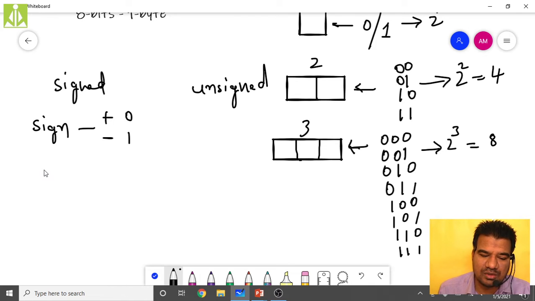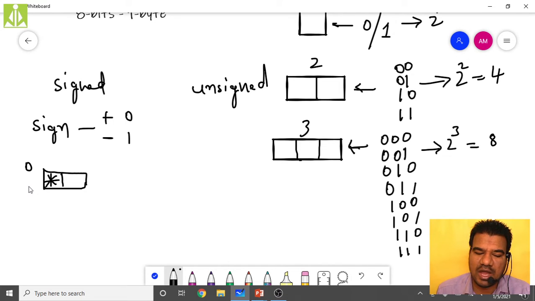Now you see how the range of values will differ. In these 2 bits, 1 bit I am allocating for storing the sign. If it is a positive value, I store 0; if it is a negative value, I store 1. Now how many bits do I have left? Only 1 bit to store the values. Using 1 bit, how much range will we get? 2 power 1, that is 2 only. In this 1 bit, either 0 or 1 I can store.